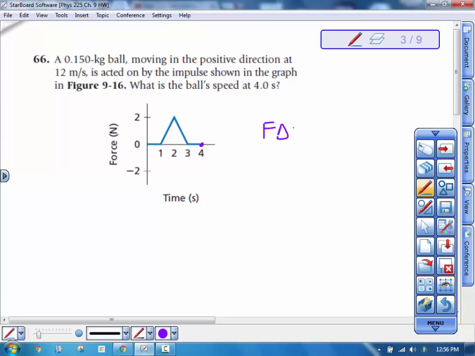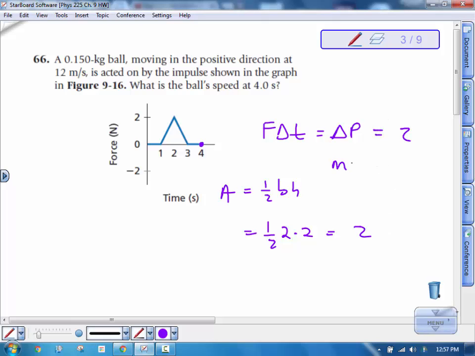We know that impulse is equal to the change in momentum. So if we were to take force and multiply it by time, that would be the area on this graph, and that would give us the change in momentum. So to find the change in momentum, we're going to find the area of the triangle, which is 1/2 base times height. The base is 2, the height is 2, so it's just 2. And that's momentum.